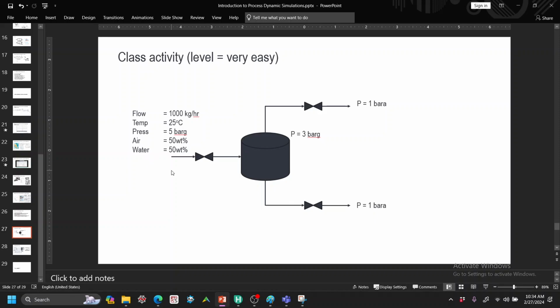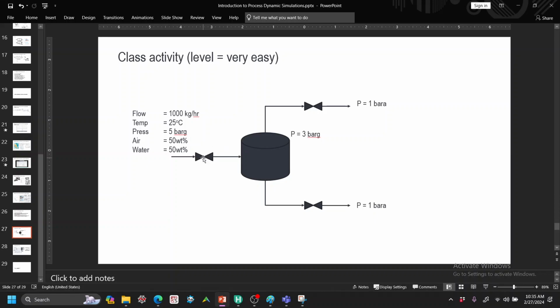Why do I need air? Because I need to fill this tank with something that is not liquid, so that we can then read the pressure. That's the objective of the air being there. It's going to be a huge amount of air, 50%, but we can always change that. I think we can change it to something like 20%.